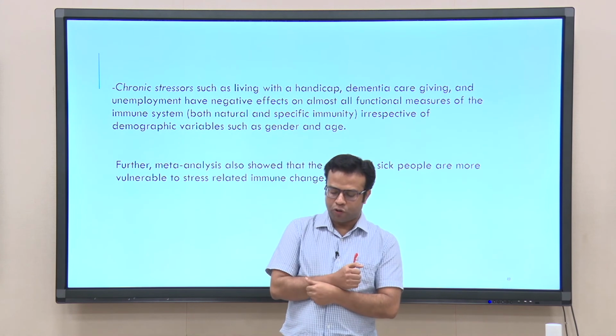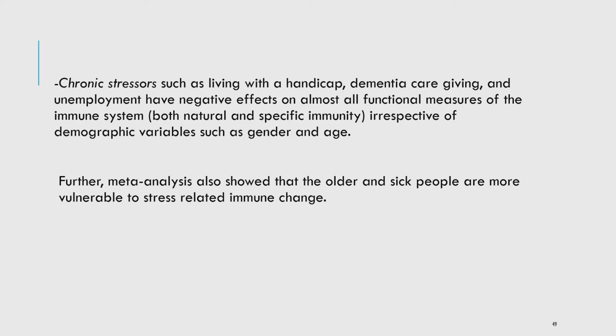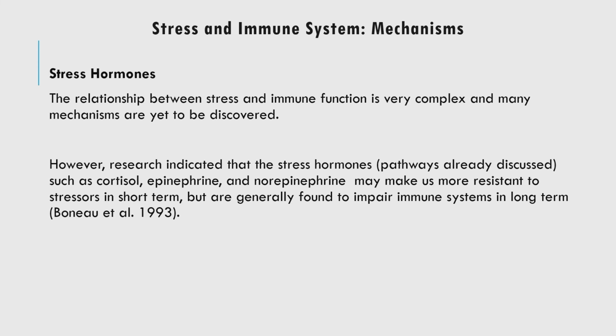Further, this meta-analysis also showed that older and sick people are more vulnerable to stress-related immune changes, obviously because their immune system is already compromised. It is not functioning at its peak. So any further decline can be highly disastrous in terms of health. So research shows all these kinds of findings, and it was clear that stress has an impact on our immune system.